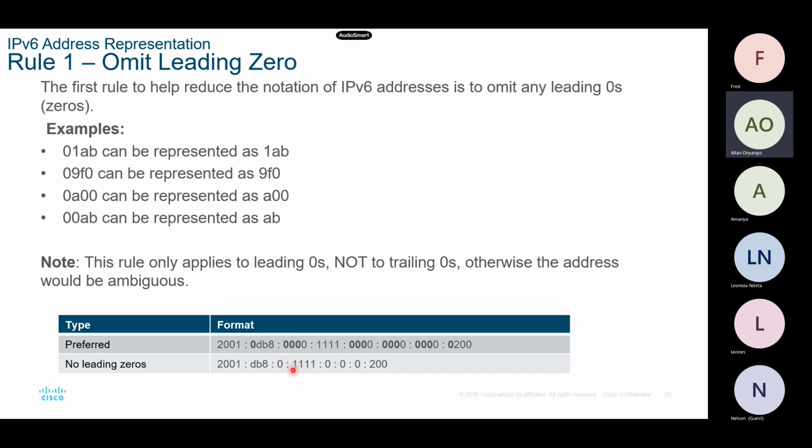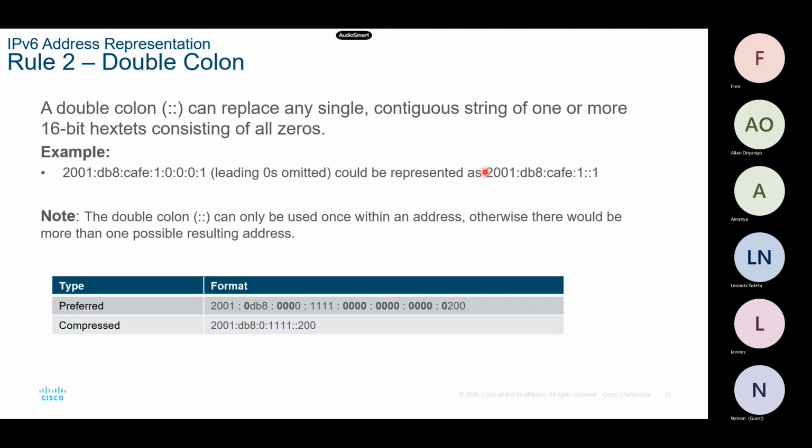0000, if all of them are zeros, omit the first three and only remain with one zero here. All right. Since these ones are all ones, they stay ones. These are four zeros, so you omit the first three. Four zeros, omit the first three. Four zeros, omit the first three. 0200, omit the first zero, and you have 200 there. Now, that is the first rule.